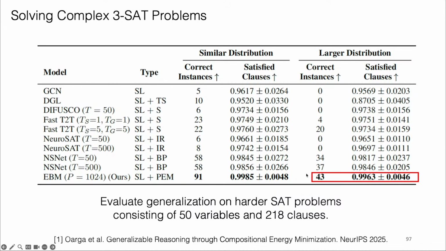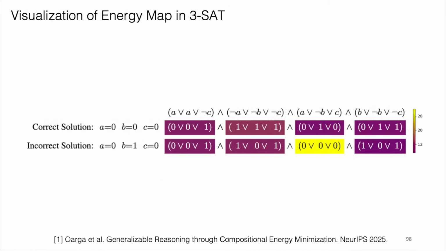Overall it gets harder, going from 91% accuracy to around 43% accuracy. But it still generalizes quite a bit better than these other neural-based SAT solvers, as well as some of these discrete diffusion-based solvers for the SAT problems. Here's roughly a visualization of this. Our approach learns an energy function for every single clause. If you have a correct solution, then all the energies would be low. But if you have an incorrect solution, then one of the clauses would be high. So you can also identify whether the solutions are correct or not.